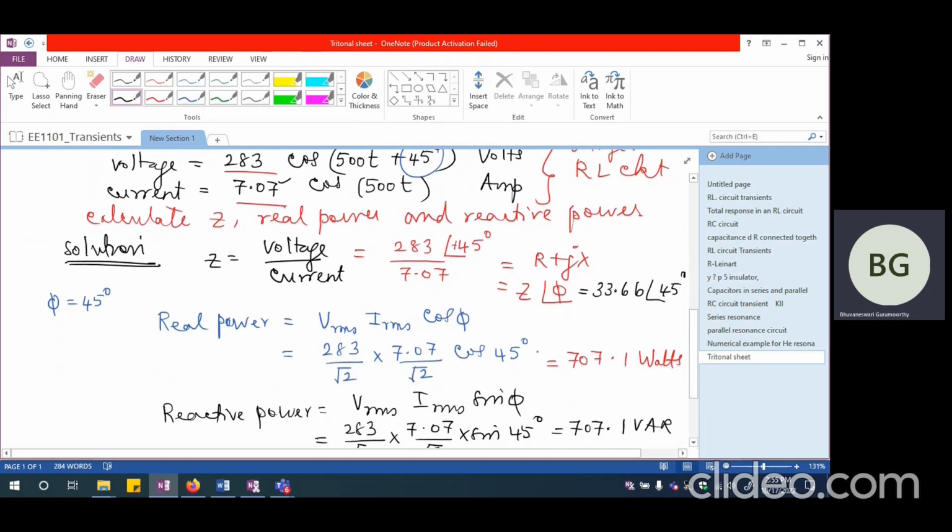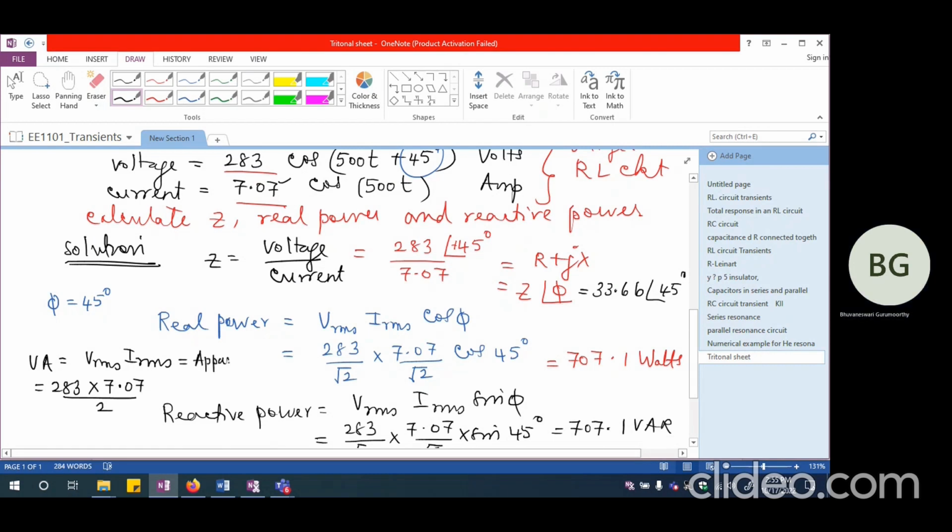Volt ampere is 707 multiplied by root 2. That's all. If I want volt ampere, I have to simply say V RMS multiplied by I RMS. So I should simply have 283 multiplied by 7.07 divided by 2. This is going to be the apparent power. This will be the apparent power. Okay.